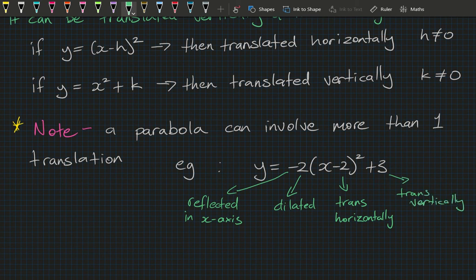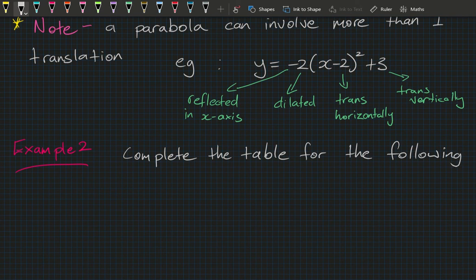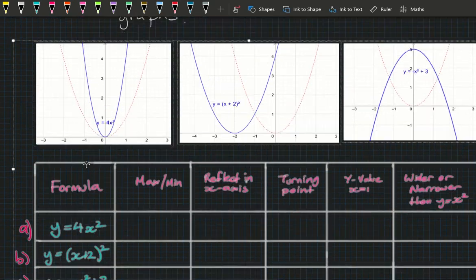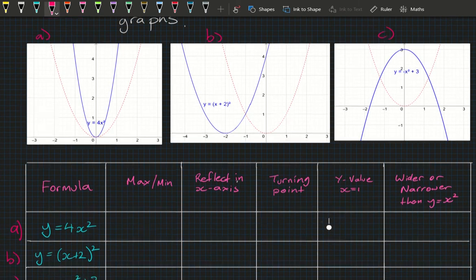All right, let's get straight into example 2, where we're going to complete the table for the properties of the following graphs. And I hear you say, what tables? Well, here's something I prepared a little earlier. And that was inspired by the fact that, well, I can't draw. So these are parts A, B, and C. The red dashed line there is a typical parabola, and the blue one is the one that we're interested in. And I've written the equations here in the table.